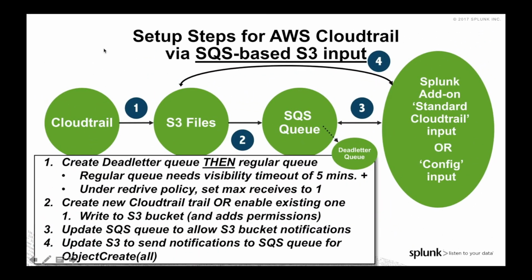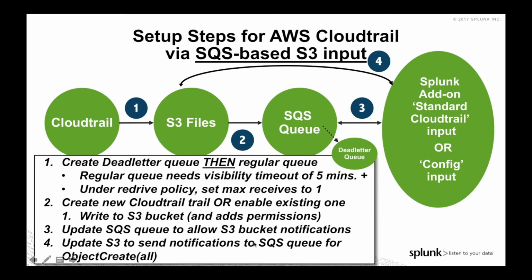Here are the steps to actually set up CloudTrail now, and what we really have to do is think backwards, looking at this diagram. So first we need to create the dead letter queue. Then we create the real queue that the add-on is going to subscribe to. And then we can configure CloudTrail. In CloudTrail, we're going to tell it to write to an S3 bucket. And from there, we're also going to go back into the queue and update permissions so that this S3 bucket can actually send notifications to it.